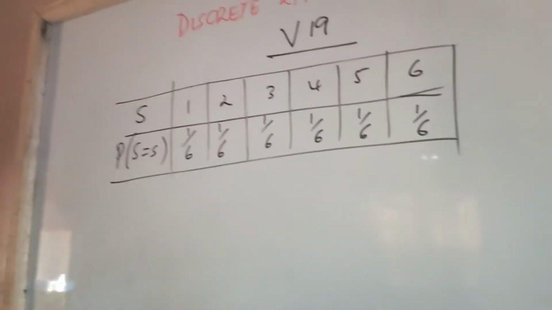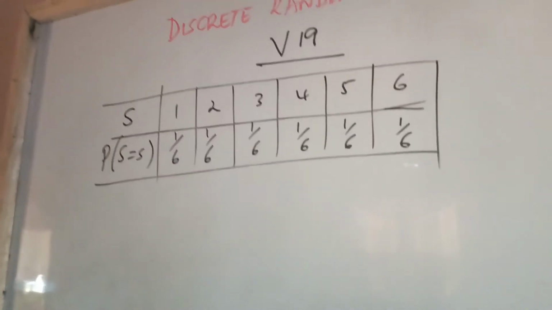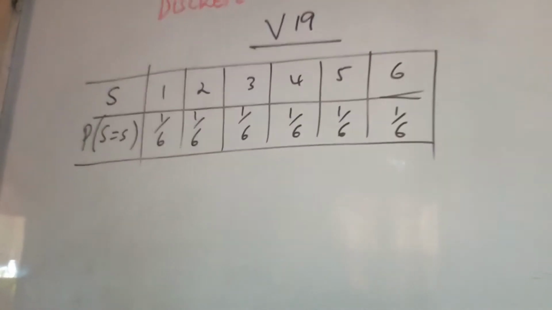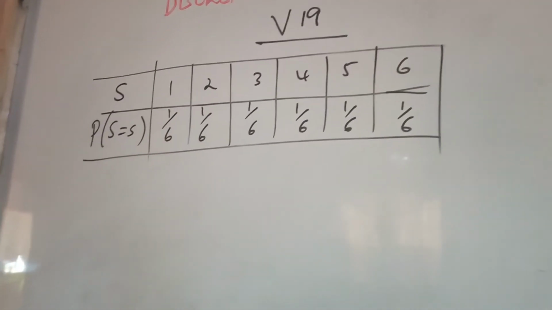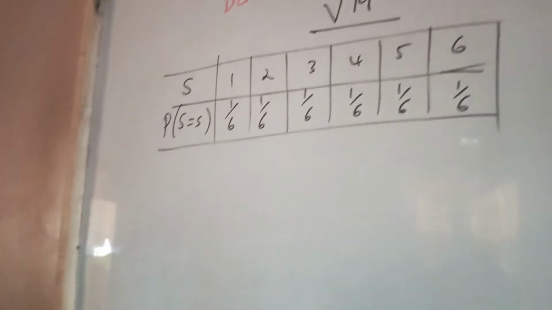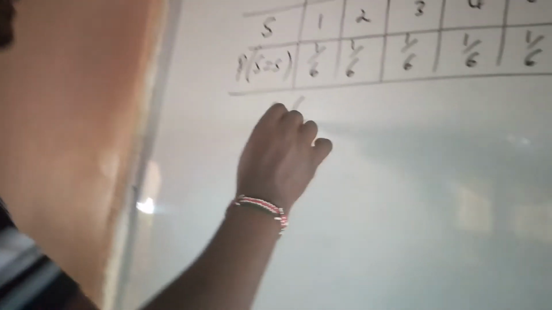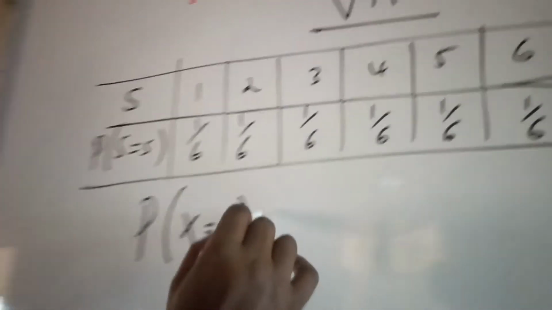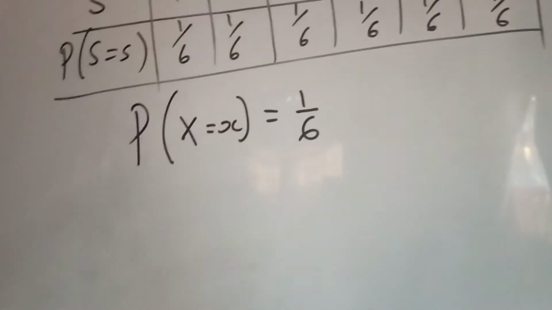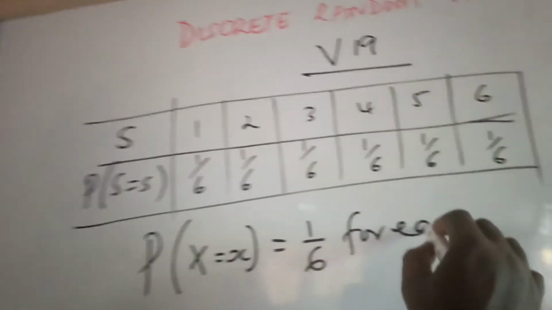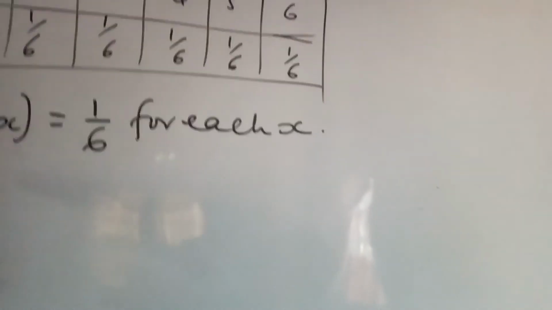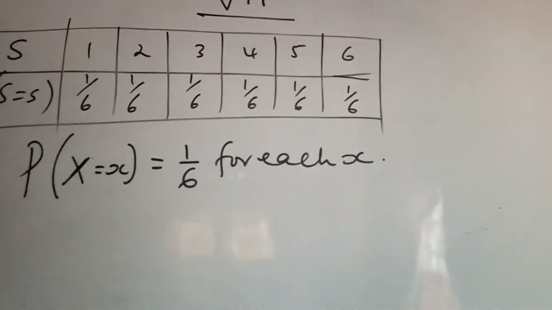Conditions for the discrete uniform distribution. We are being told that condition number 1, a discrete random variable x is defined over a set of n distinct values. Each value is equally likely. That means the probability of x is equal to small x. Each one of them has a probability of a 6th. And this is for each x, or for each s here. But because I've used x, let me continue using x there.